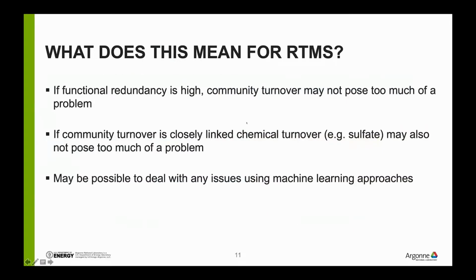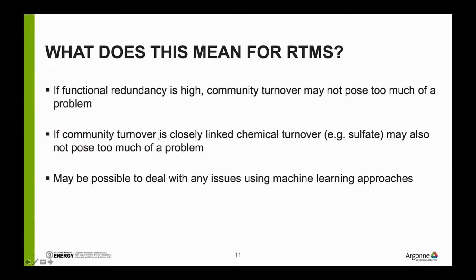So what does that mean for reactive transport models? Who knows? We haven't started incorporating microbes in, and so this is still really unknown territory. But if the functional redundancy is high, and Christoph alluded to this in his talk earlier, the fact that there's community turnover may not actually pose too much of a problem for our ability to model what's happening here, but it's still something we need to consider as we're starting to incorporate genomes into these models.